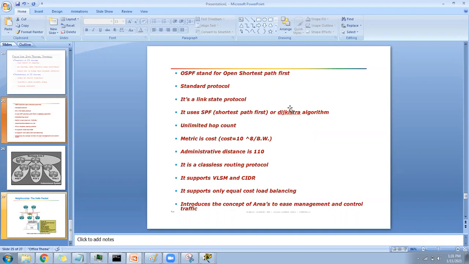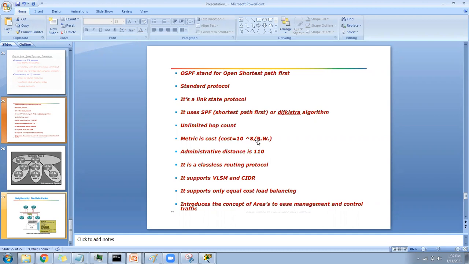See, RIP was using another algorithm, but this is using the Dijkstra algorithm. And can you see here, OSPF has unlimited hop count? RIP had a limitation of 16 hop count only, 15. So 16 routers, but here it is unlimited, thousands of hops you can use. Here it uses a metric. Metric is nothing but the cost.